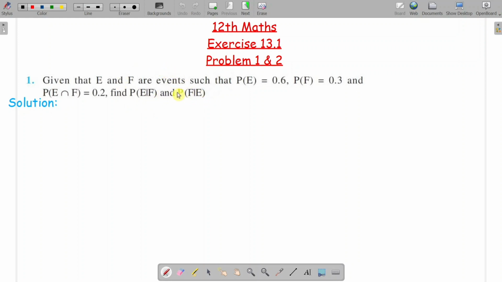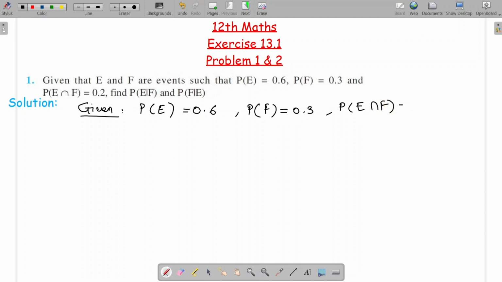Now this problem is based on the concept of conditional probability. We have also seen the formula for conditional probability. So let us solve this problem. Now what is given, that we will write first. So given P of E is equal to 0.6, P of F is equal to 0.3 and P of E intersection F is equal to 0.2.